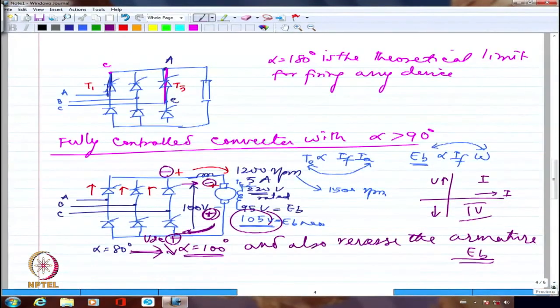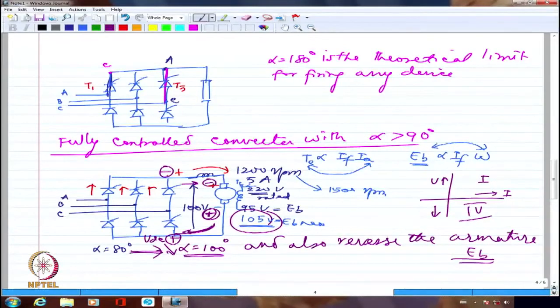Can we reverse the polarity of the battery? Suppose we have some armature resistance. Shouldn't the current suddenly want to increase when we change the polarity? Simultaneously you will do this also. You will never do only one. You have to reverse the polarity of this plus make alpha greater than 90.